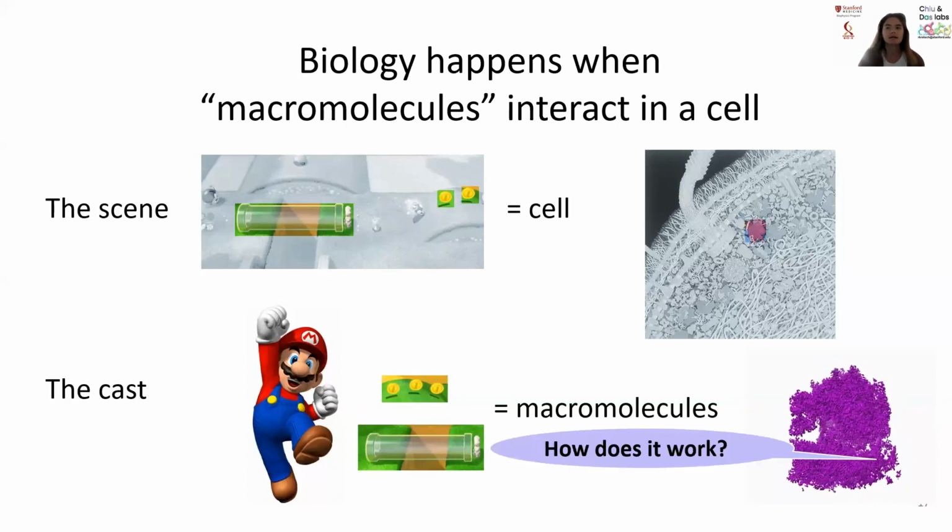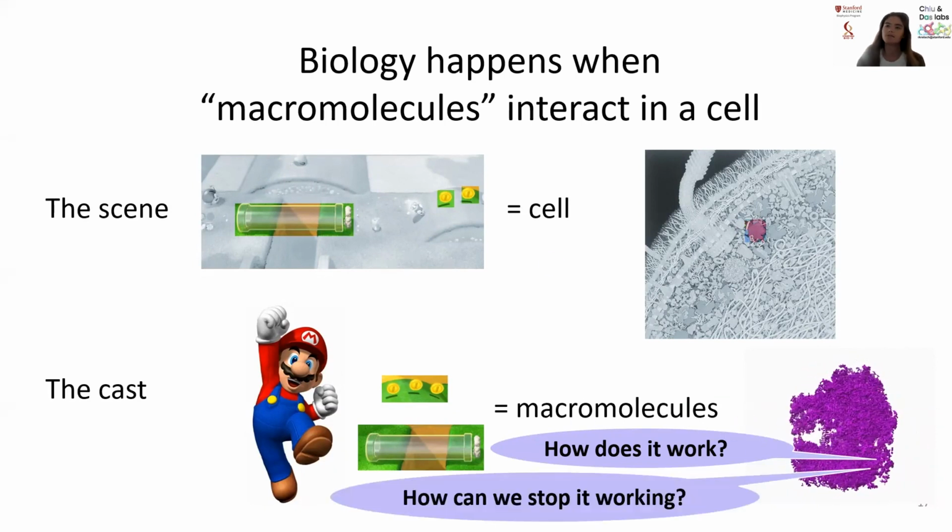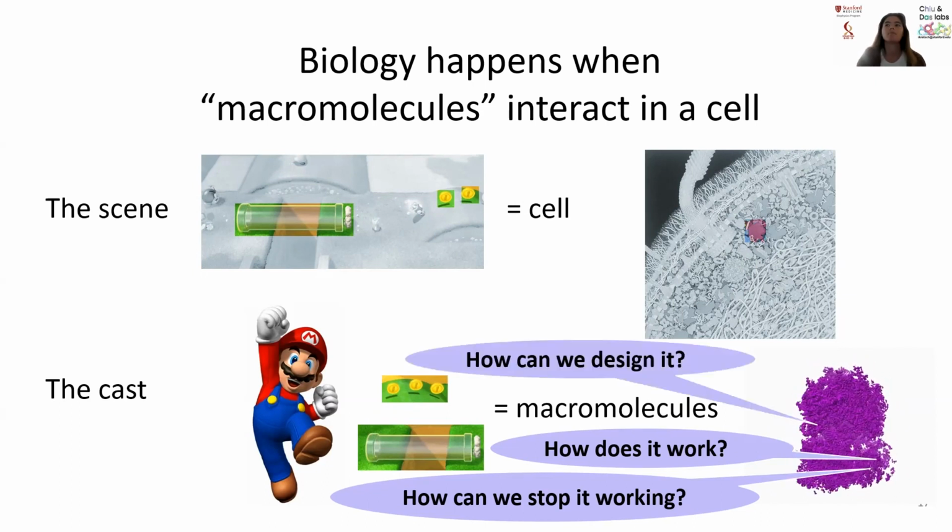And we're curious about a couple of questions that the shape of these molecules can help inform us. So how does it work? In the case of a lot of what I work on, which is viral structures, how do we stop it working? That's like when we gave Mario the coins. And in the case of a lot of Eterna work, we're curious, how do we actually design this to either change function, make it better, enhance it, etc.